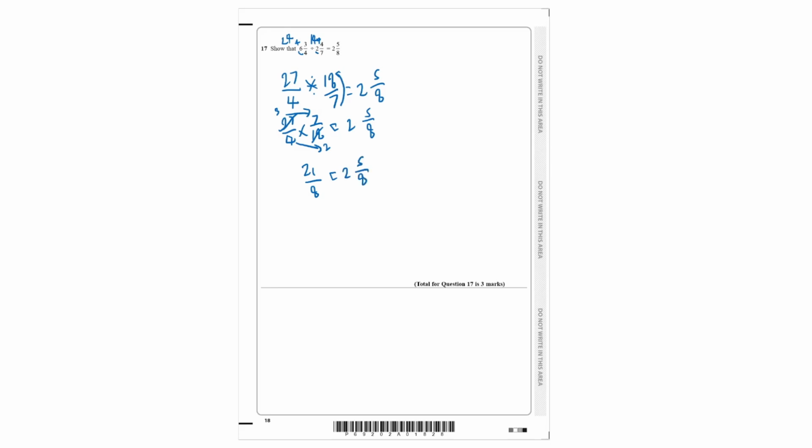Now we have to change this back into a mixed fraction, and we can see that the highest multiple of 8 just before 21 is 16. 16 divided by 8 is 2. 21 minus 16 is 5, and we simply write the denominator as 8, is equal to 2 5/8.